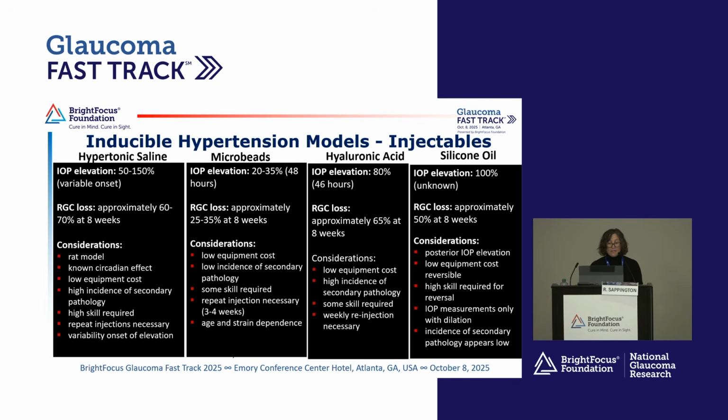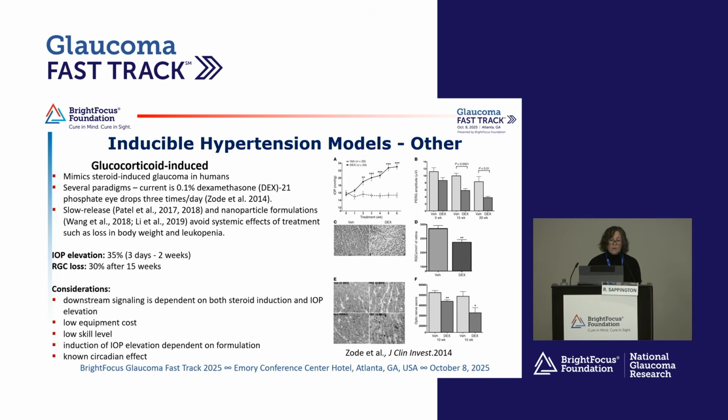So the IOP elevation, the rate is unknown, really, but it's about a twofold increase in IOP elevation, but IOP measurements in this model requires dilation. And so once you dilate, you're kind of reversing the IOP phenotype. And so doing it early is a potential issue for this model, and so we don't really know what the rate is. And incidence of secondary pathology appears to be pretty low.